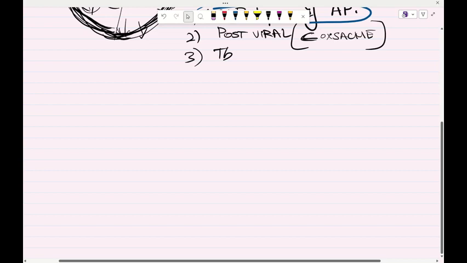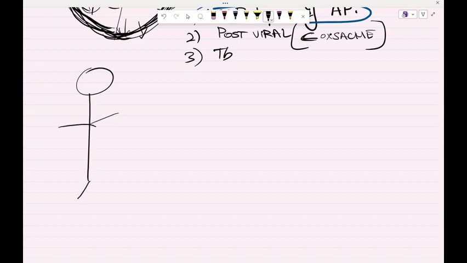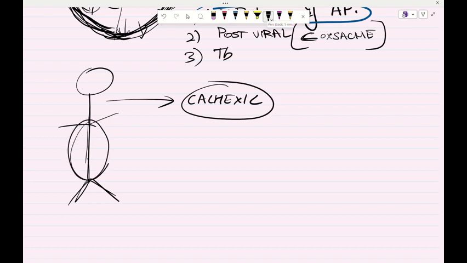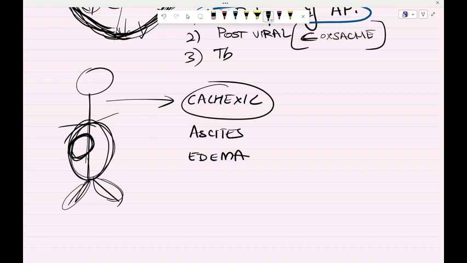What you have to remember next are the features of chronic constrictive pericarditis. The patient I told you is coming to you is very lean. Not just lean, he's cachexic, actually. Malnourished. Plus he has ascites, he has edema, and he has hepatomegaly. So he's cachexic, he has ascites, edema, and hepatomegaly.